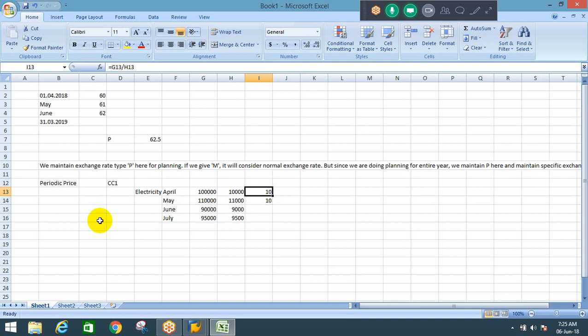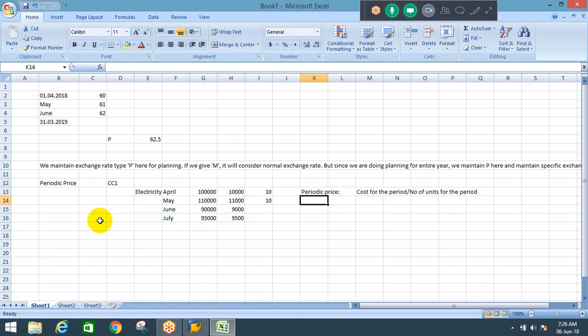Every month, every period we calculate the price. So the formula here is cost for the period divided by number of units for the period. This is called periodic price.